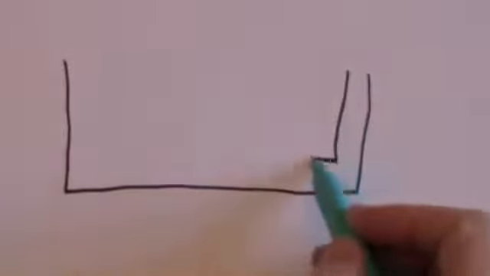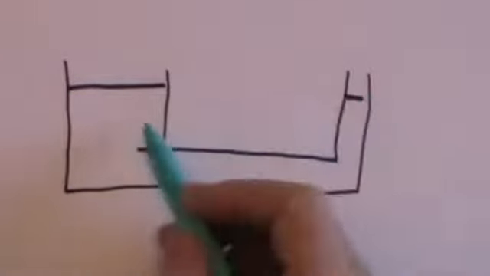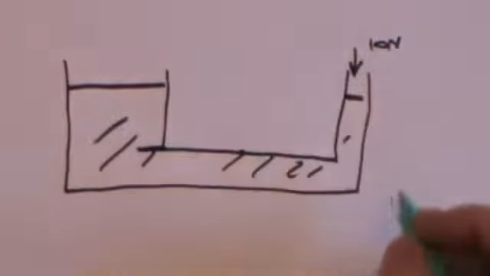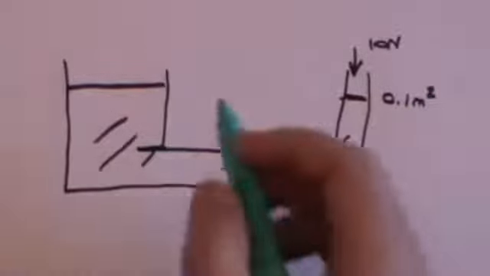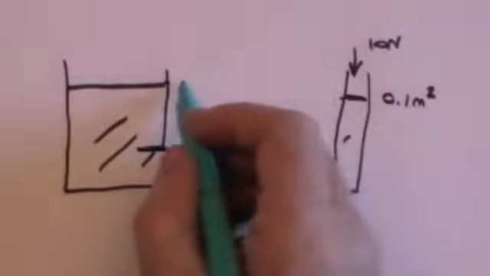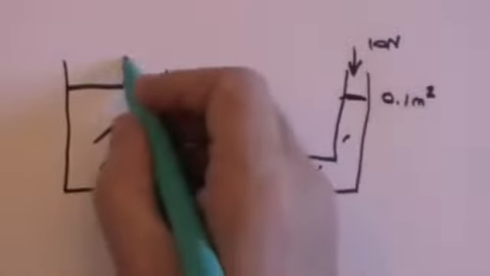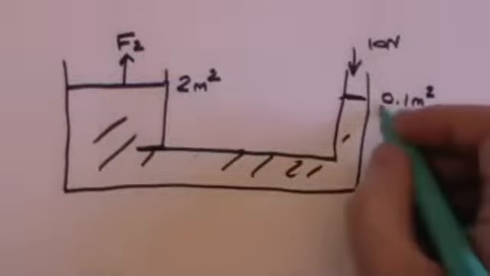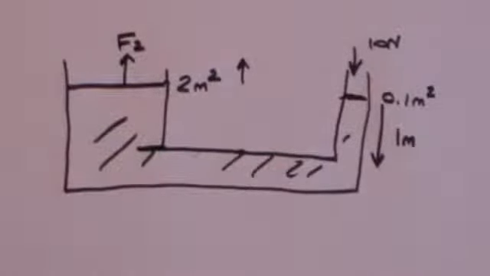Here is the thin side, here is the thick side, there's the two pistons, the whole thing is filled with liquid. I push down with a force of 10 newtons, and the area, let's say here, is 0.1 meter squared, and this area is going to be, say, 2 meters squared. Firstly, I want to know what this force is, which we'll call F2. And secondly, if I push down by 1 meter, how far up will that piston rise?